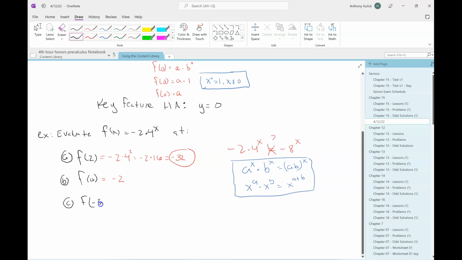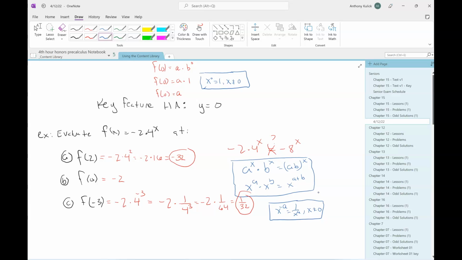What if we did f of -3? How do I deal with that negative exponent? Anybody remember? Yeah, it makes a reciprocal. So that becomes 1 over 4 to the third. So again, x to the negative a is 1 over x to the a, provided x is not 0.